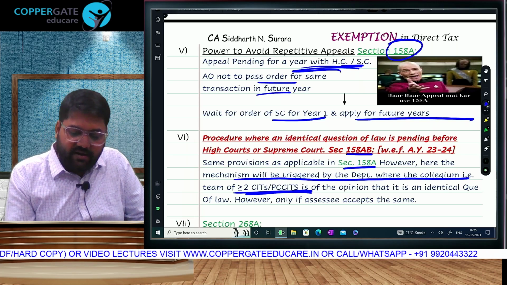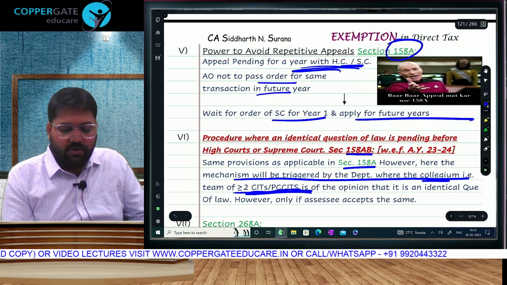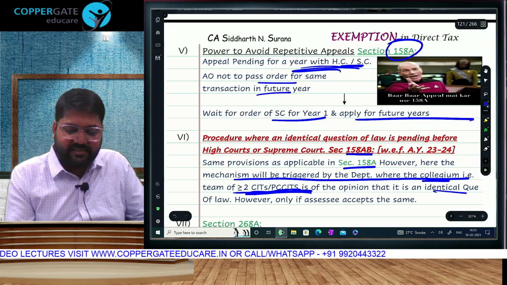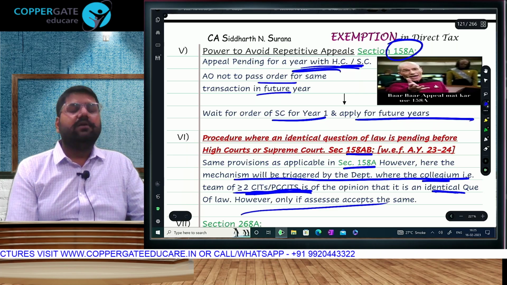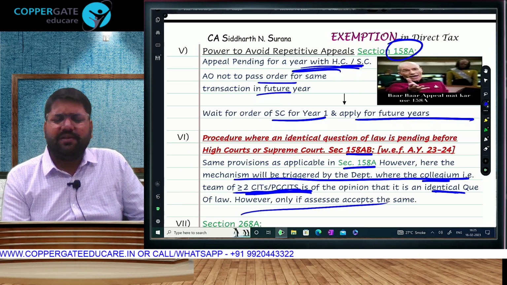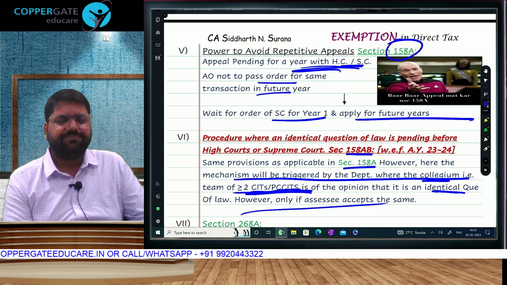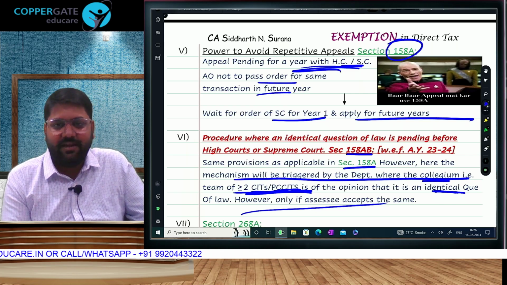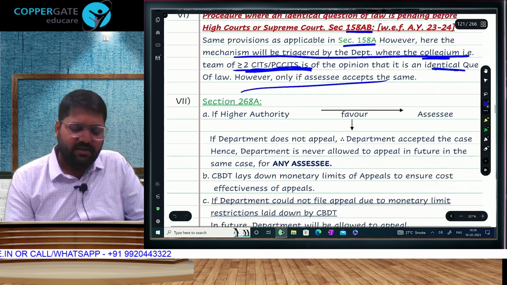But here, where a collegium means a group of two or more CITs, PCCITs, they feel that it is an identical question, then only we will apply this. And this also assessee has to accept. But most cases, assessee will accept, reason being, he will also save time, money, energy and effort, no? So, assessees will also generally accept.